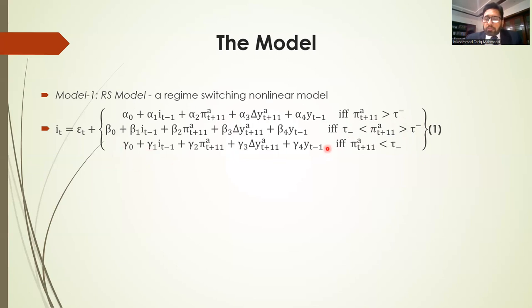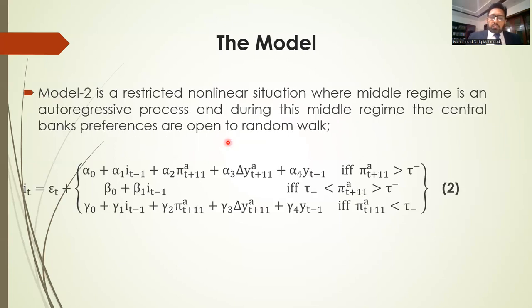Then comes the case when the inflation is below the lower threshold level. Here again we are interested in the values of gamma 1, gamma 2, gamma 3 and gamma 4. So these are the three regimes which are taking place, and as a monetary policy maker, we are switching between the three regimes. Regime 1 is above the upper threshold, regime 2 is between the upper and lower threshold, and regime 3 is below the lower threshold.